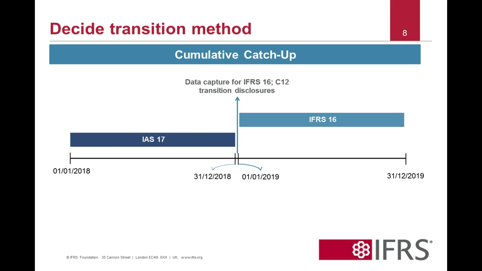So comparing that then to the cumulative catch-up approach, in practical terms, this method is much more straightforward? That's right. And in short, that's because this approach can be applied without the need to run parallel accounting systems at any point. That's for two reasons. First, comparatives don't need to be restated. That means for the same December year-end lessee we just talked about, the accounting system can do a straight switch from IAS 17 to IFRS 16 on the 1st of January 2019.